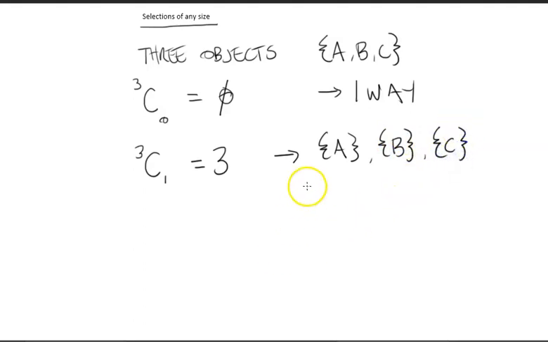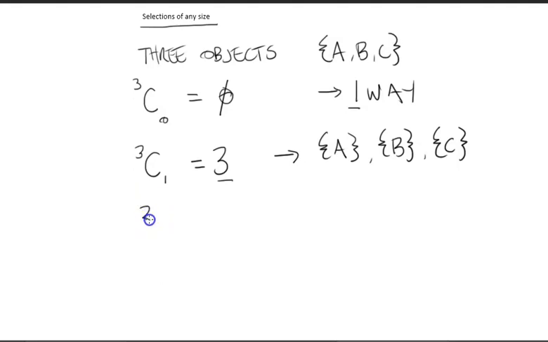Now again, this one's pretty obvious. If you have a certain amount of objects and you want to select one of them, how many possibilities are there? Well, there's 3 because it's the amount of objects that are there in the first place. So if this was 4 choose 1, then the amount of ways that you can get is 4. Okay, so we have 1 way, we have 3 ways.